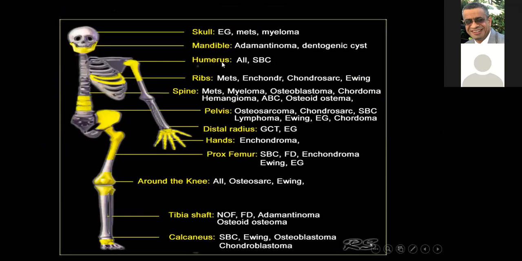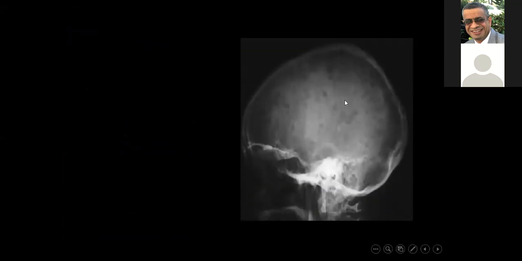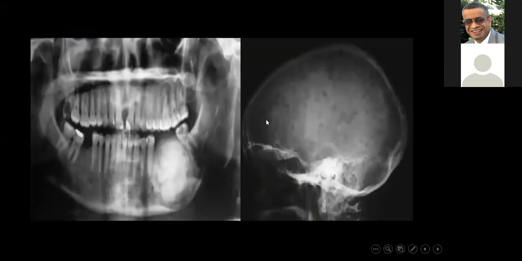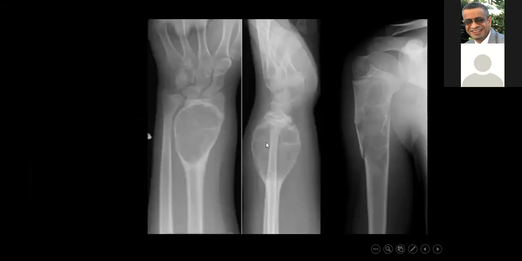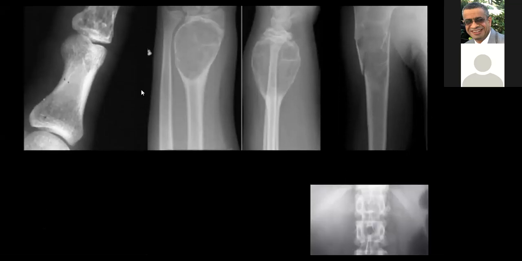This is the most important differential diagnosis according to the site in the skeleton. We take an example for each. This is a multiple lytic lesion of the skull in a case of multiple myeloma. And this is a well-defined sclerotic lesion in the left mandible in a case of ameloblastoma. And this is a solitary bone cyst with pathological fracture in the proximal humerus. And this is a case of distal radius aneurysmal bone cyst. And this is a case of intraosseous hemangioma of the distal phalanges of the fingers of the hand.